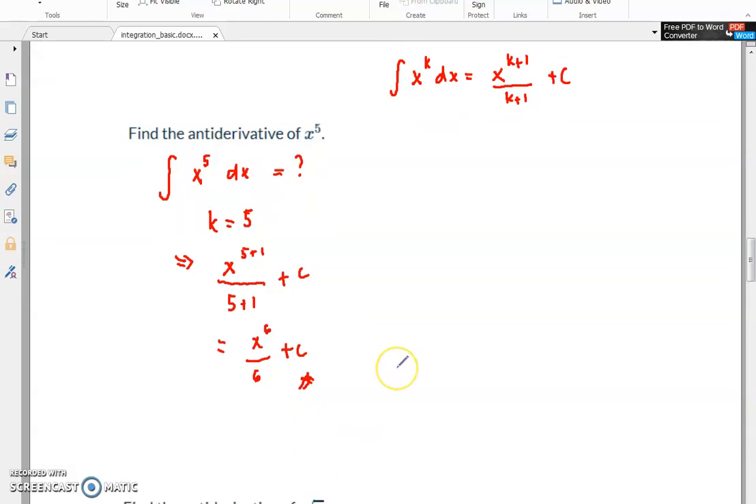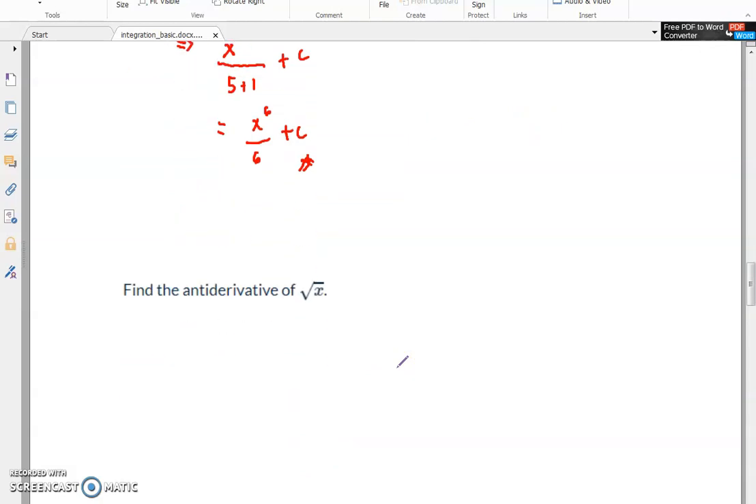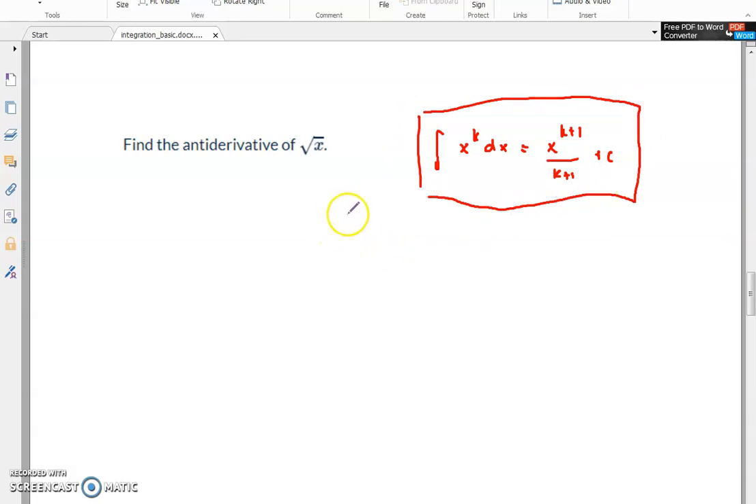Alright, now let's go to the second question, where we still need to apply the antiderivative technique. Let me write the formula again: the integral of x to the power of k dx is supposed to be x to the power of k plus 1 over k plus 1, plus c. This is our main formula. We are going to use it repeatedly.